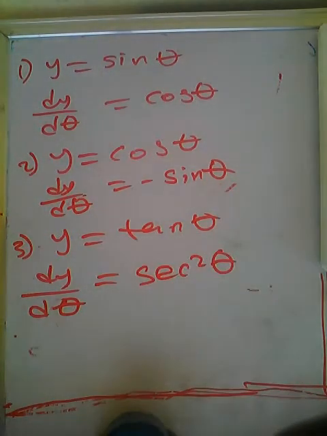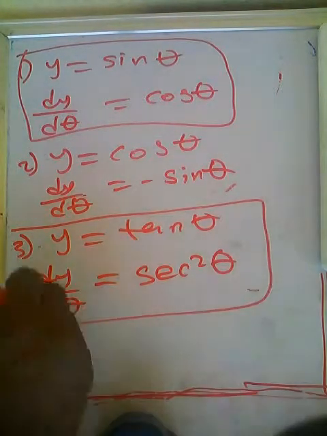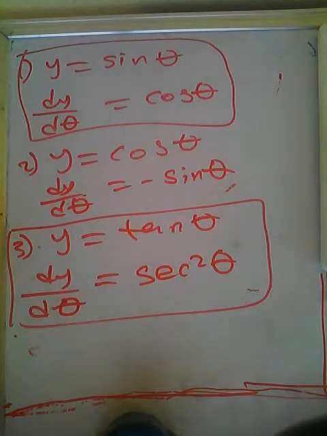Dy/d theta will be sec squared theta. So this is the summary of differentiation of trigonometric ratios. Alright, thank you very much.